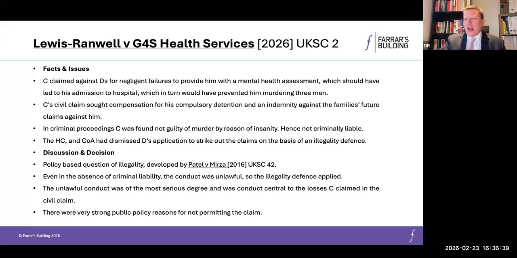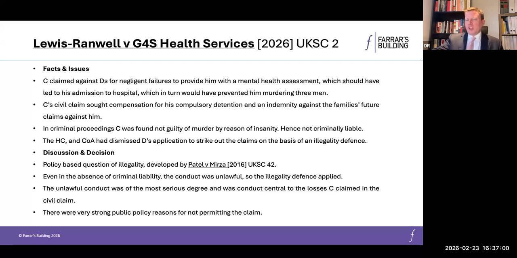I mentioned this next case. It's very recent. It's only tangentially related to personal injury law, frankly. But because we were just looking at the defence of illegality, you'll recall about 3 weeks ago, the Supreme Court gave its decision, or handed down its decision, in Lewis Ranwell.